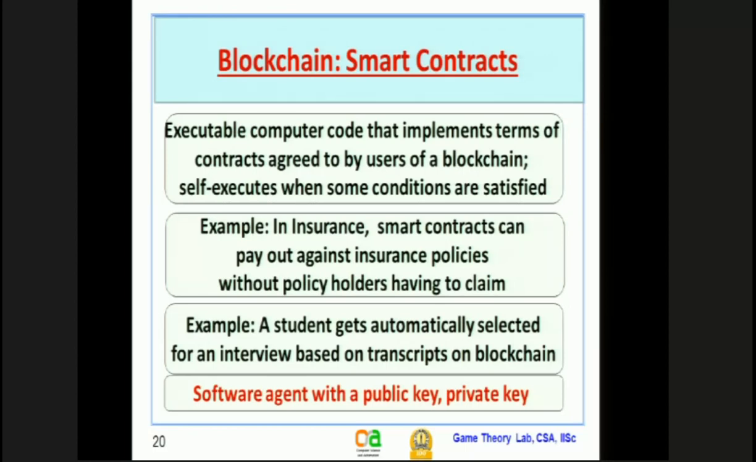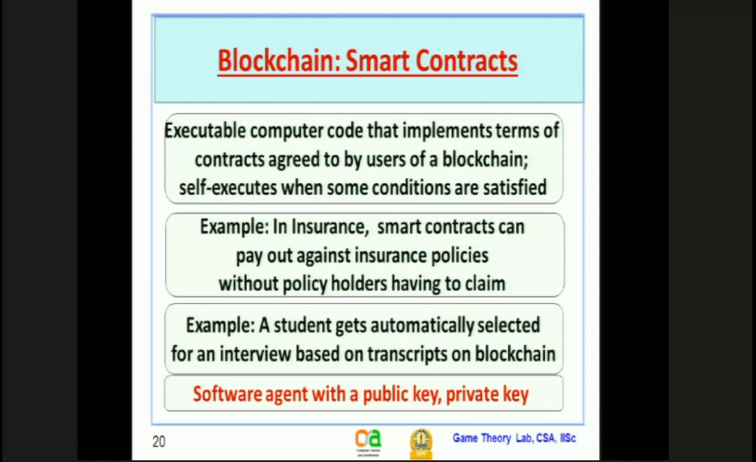There are two examples here. One example is in insurance: smart contracts can pay out against insurance policies without policyholders having to claim, right? So this may be like a permission blockchain for the insurance industry. A smart contract there will essentially take care of all the routine transactions that will happen for insurance policies.